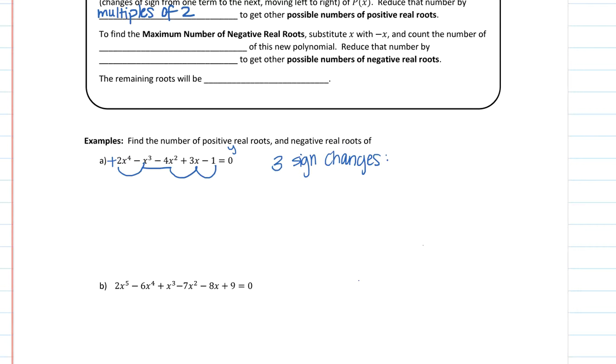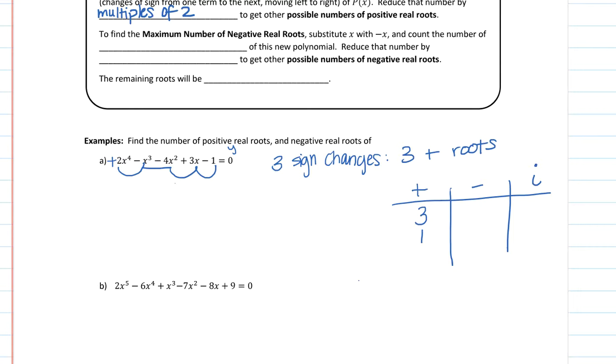One way to organize the data is by making a chart. We're going to have one column for positive, one for negative, and one for imaginary, so I'll use an I for imaginary. So 3 sign changes means 3 positive roots maximum. But it doesn't have to be 3. It could be less than 3, but it has to be by reducing it by multiples of 2. So I could subtract 2 from 3, and there could just be 1. Now I can't go any further because that would give me negatives, and that doesn't make any sense.